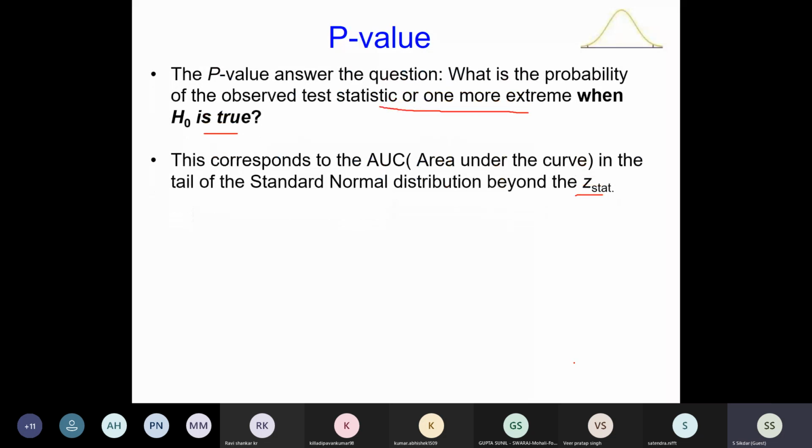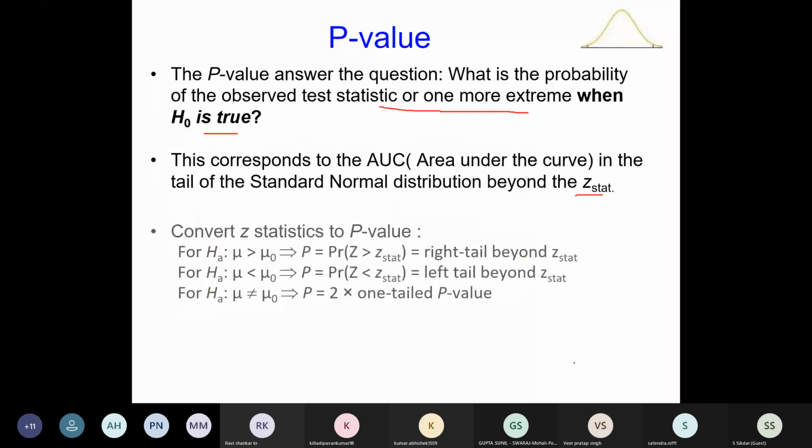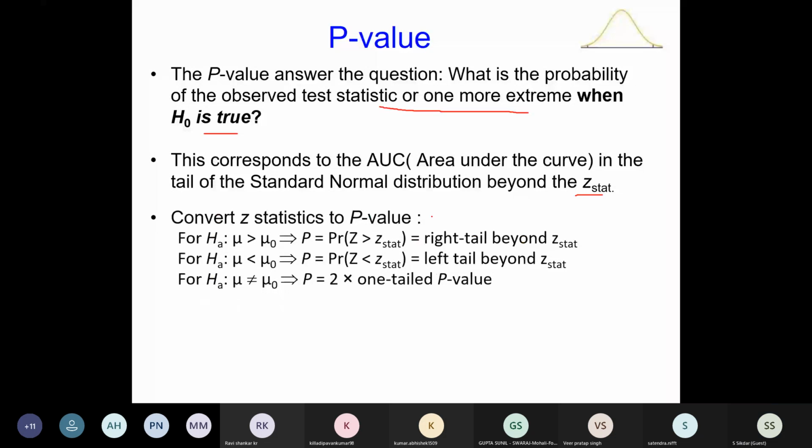Earlier it was just one problem, just to get the value of z. Now convert the z statistic to a p value. As you know, from the normal distribution, from the value of z you look into the table, and once you have this z value, you can calculate the probability.